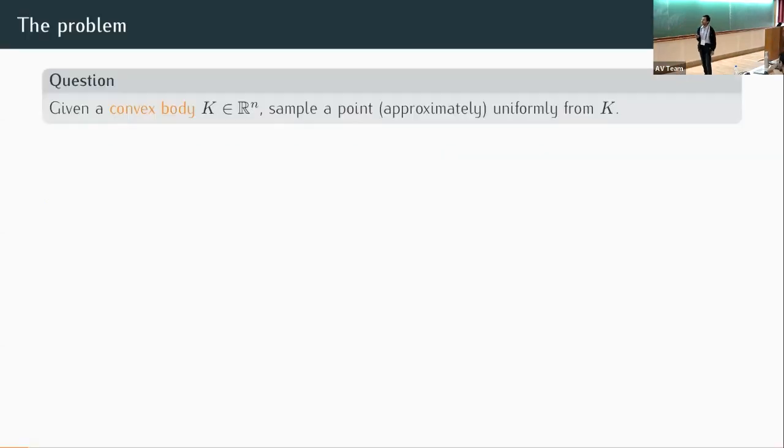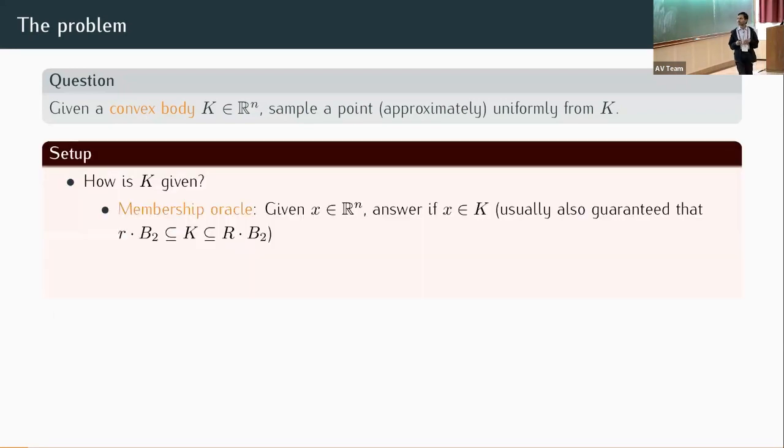So the problem is very natural. You're given a convex body specified in some way, and you want to sample a point approximately uniformly from the body. This arises in many applications, but we'll be looking at it from a very abstract perspective. All we want to know is how the convex body is given to us. There are many natural ways it could be given to us.